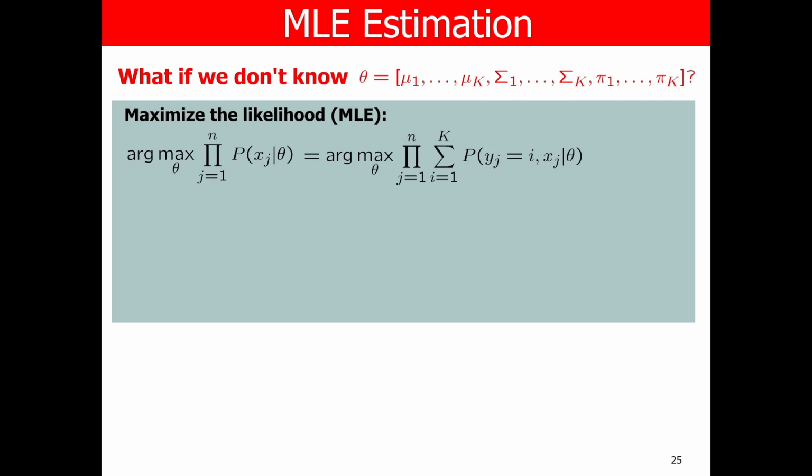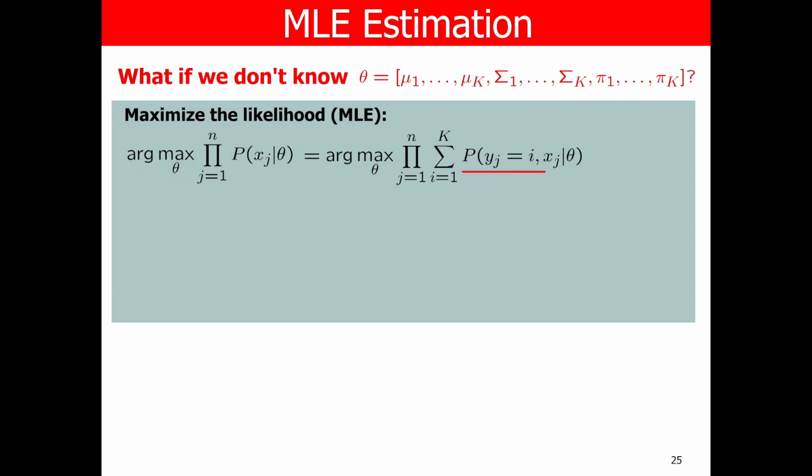Let x1, x2, and so on xn denote our training set, and let theta denote all the unknown parameters, the mu1, mu2, and so on mu-k cluster centers, the sigma1, sigma2, sigma-k covariance matrices, and the pi1, pi2, and so on pi-k cluster proportions. The likelihood function is just this expression. We need to maximize this in theta.